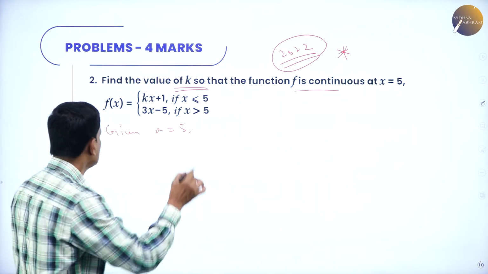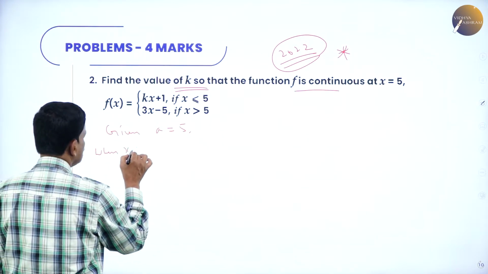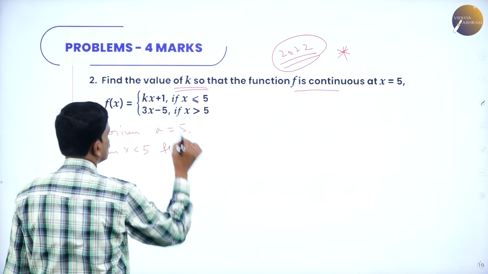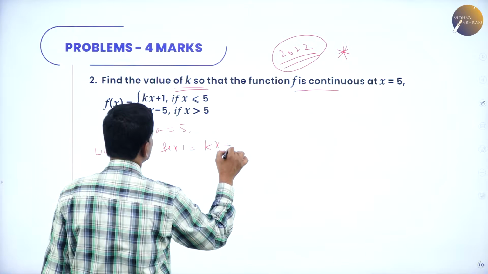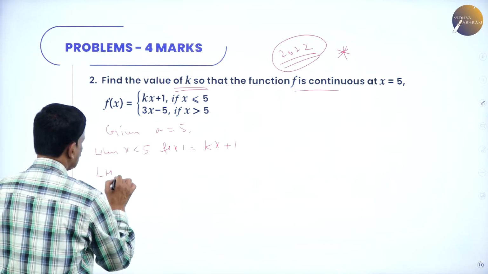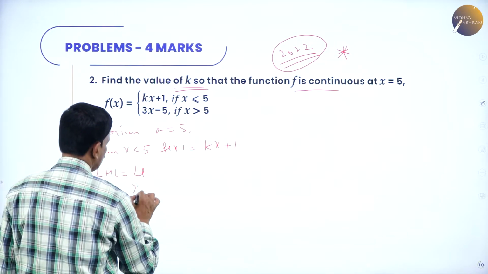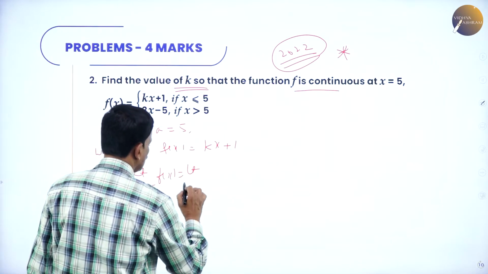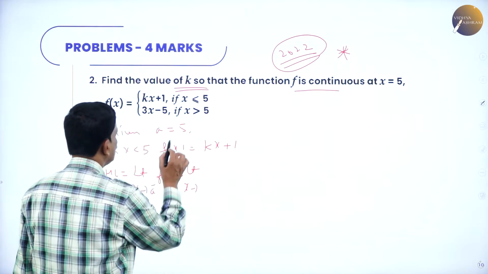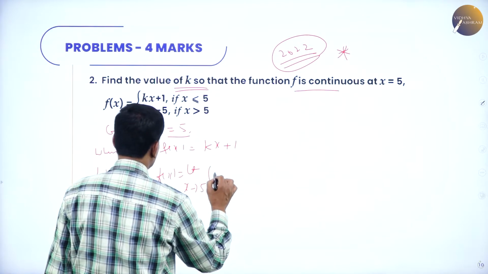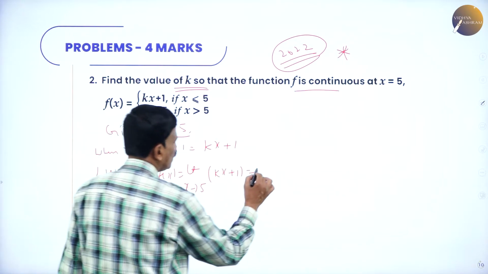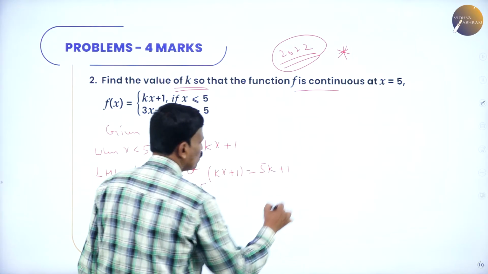That's it. Now, let us come to the first concept. When x is less than 5, what is f of x? When x is less than 5, f of x is equal to kx plus 1. So, you will get the left hand limit is equal to limit x tends to a minus of f of x. So this is limit x tends to 5 minus of f of x. f of x is kx plus 1. Put x is equal to 5, then this becomes 5k plus 1.